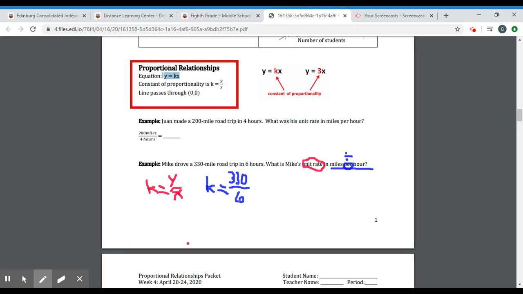Now, go ahead and put that into your calculators. And what do you get? Yes, 55. And this is miles per hour. So if I want to write this in my proportional relationship equation, I would write Y equals 55x.